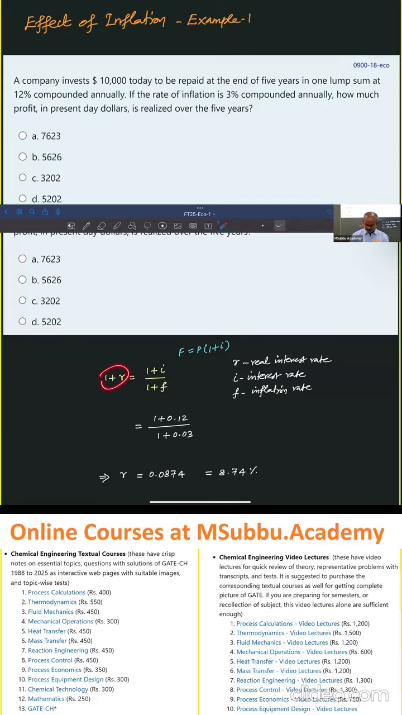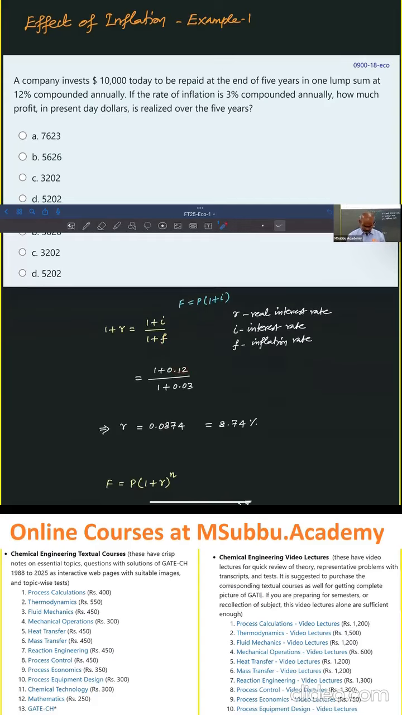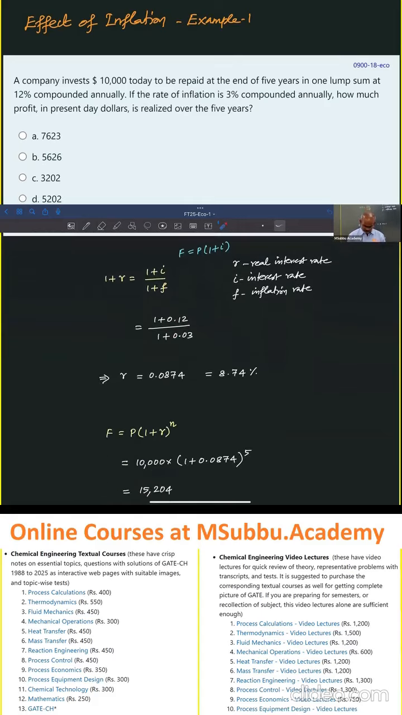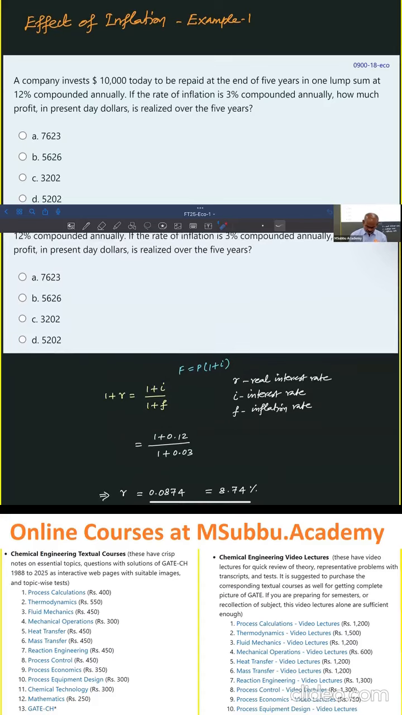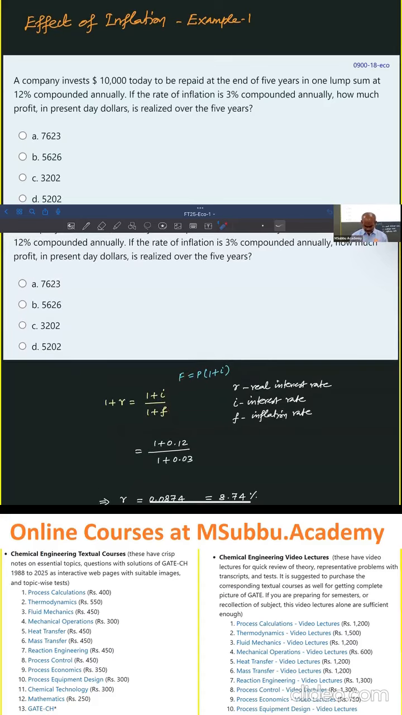So 1 plus the real interest rate equals 1 plus the given interest rate, what is called the nominal interest rate, divided by 1 plus the inflation rate. Because of that, say you have 12% interest and 3% inflation, so the real interest is only 8.74%. You should not simply subtract, 0.12 minus 0.03 will not be the correct thing, because one is leading to growth, another is leading to reduction.